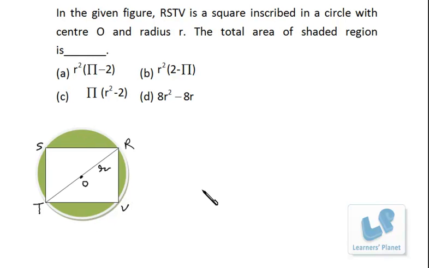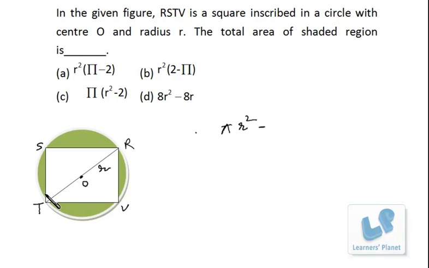Okay, so it's quite a simple problem, friends. You just take the area of the circle, deduct the area of the square from it, so you'll be getting the area of the remaining portion, that is the green one. Okay, so what is the area of the circle? That is pi r square.